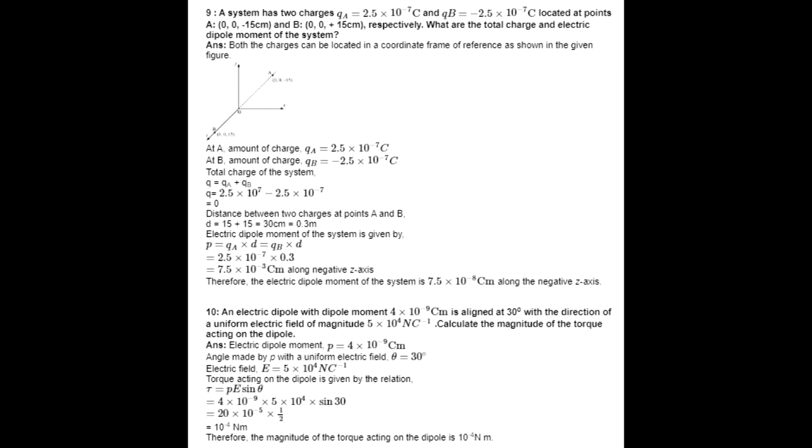Next question is, a system has two charges, QA is equal to 2.5 into 10 to minus 7 coulomb and QB is minus 2.5 into 10 to minus 7 coulomb. Again it is a dipole located at points (0, 0, minus 15 centimeter) and (0, 0, plus 15 centimeter), which means that the dipole is on the z axis and the separation between the two charges is 30 centimeter, from minus 15 centimeter to plus 15 centimeter. What are the total charge and electric dipole moment of the system?